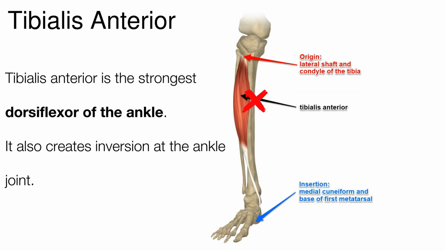Focusing on the tibialis anterior, this muscle is the strongest dorsiflexor of the ankle, meaning it is primarily responsible for lifting the foot upwards. It also assists in inversion, which is turning the sole of the foot inward. The tibialis anterior originates from the lateral shaft and condyle of the tibia and inserts at the medial cuneiform and base of the first metatarsal, allowing it to effectively control these movements at the ankle joint.